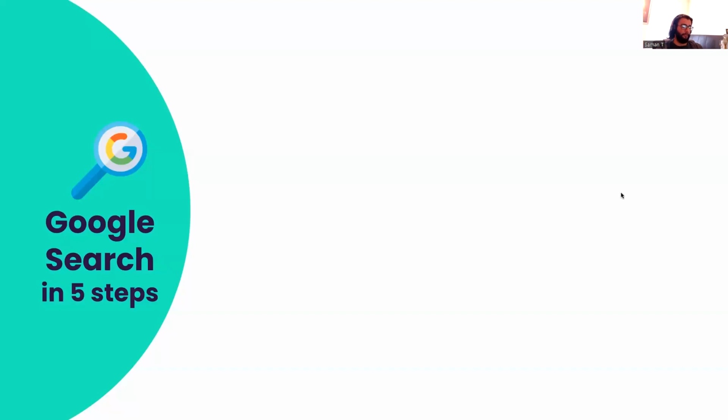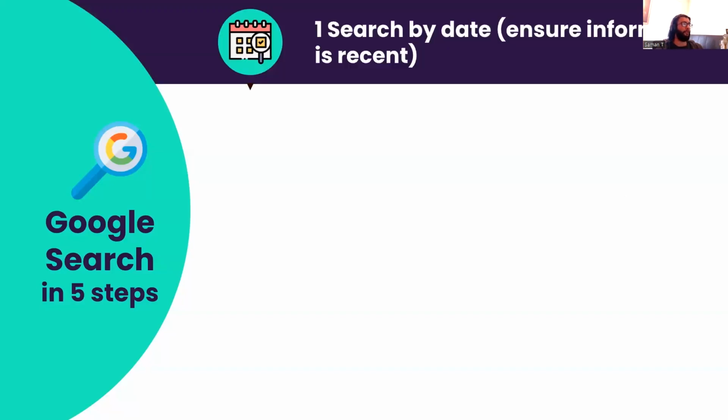And with that being said, we're going to start the first breakout room. We're going to do 5 tasks. The first one is we want to do a search on Google Advanced Search by date, and we're going to make sure that the information we're finding, the information we're looking at, is actually recent.